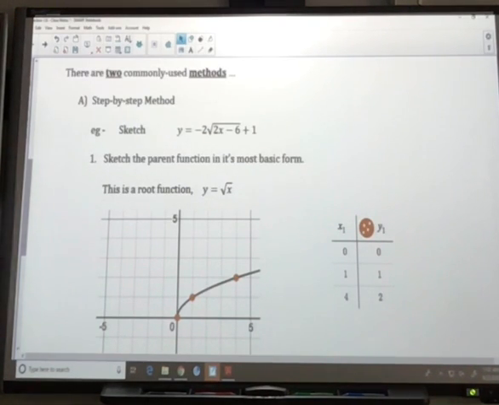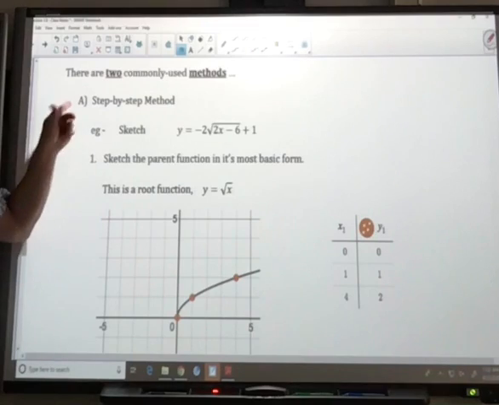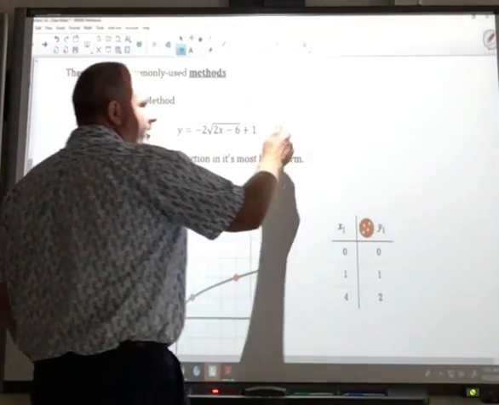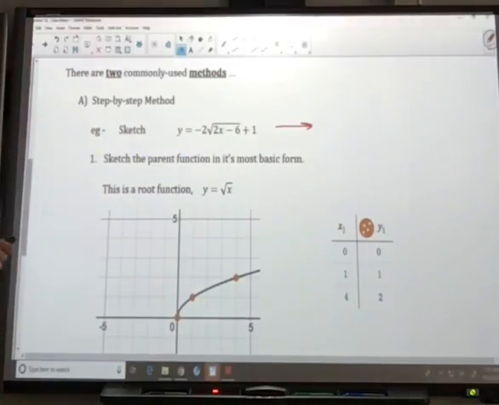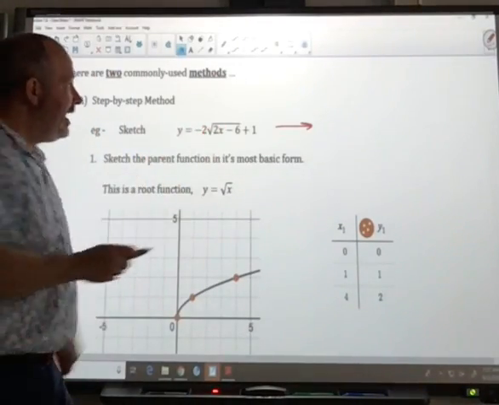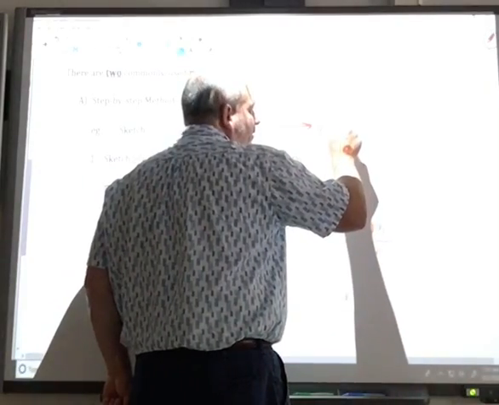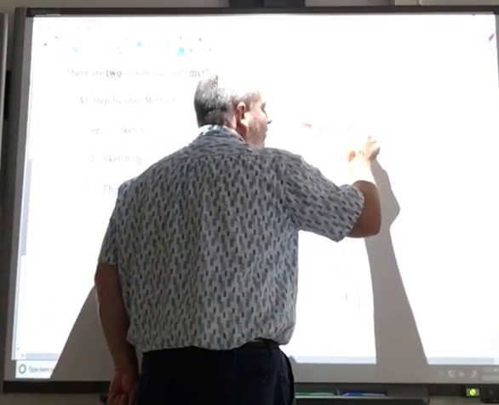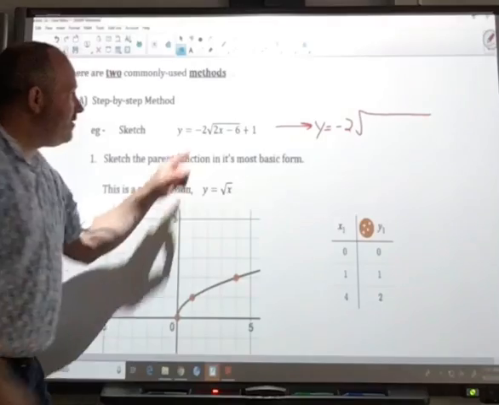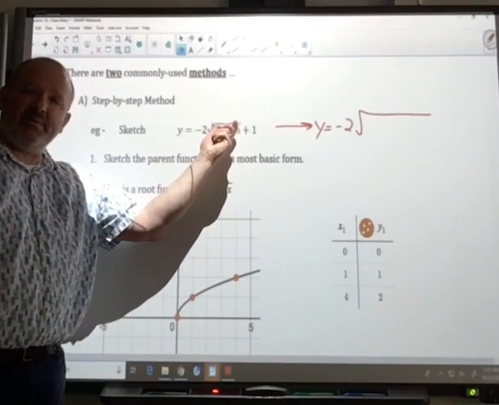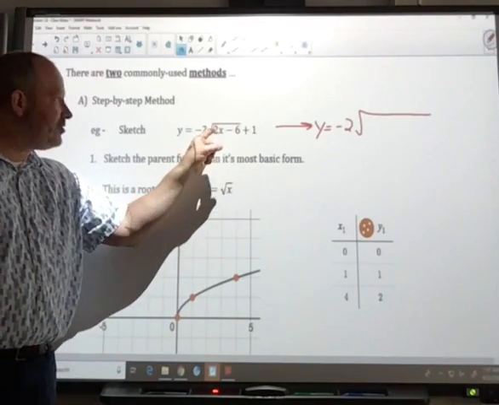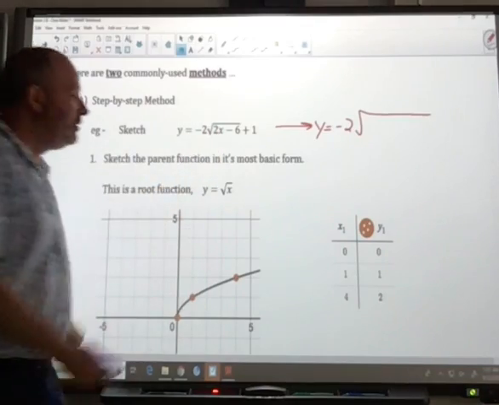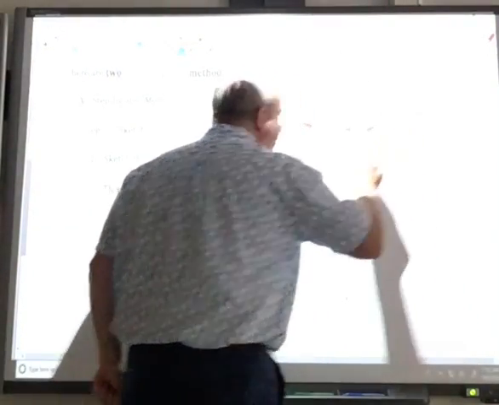First things first, before you do anything, if it says to sketch, whether you're going to do step-by-step or use the other technique, part B, you really need to take this function here. You're going to see that this is a root function, because it's got a square root sign. Within the square root, see how there's a 2 beside the x, but then there's also a -6 in the square root? You have to factor the number beside the x out. That's your k value. So factor out your k value.